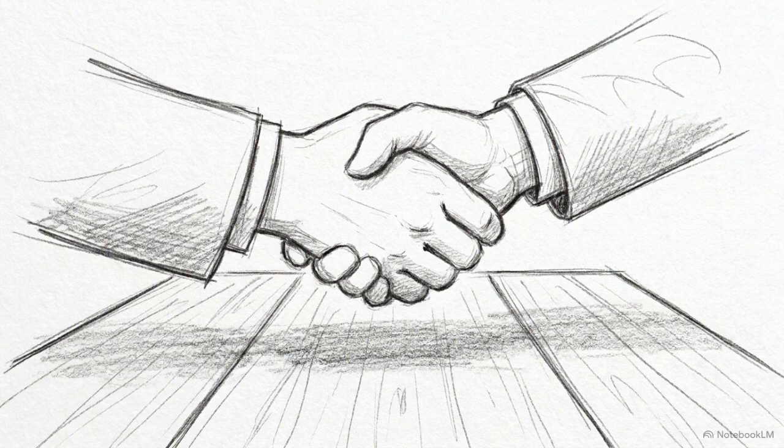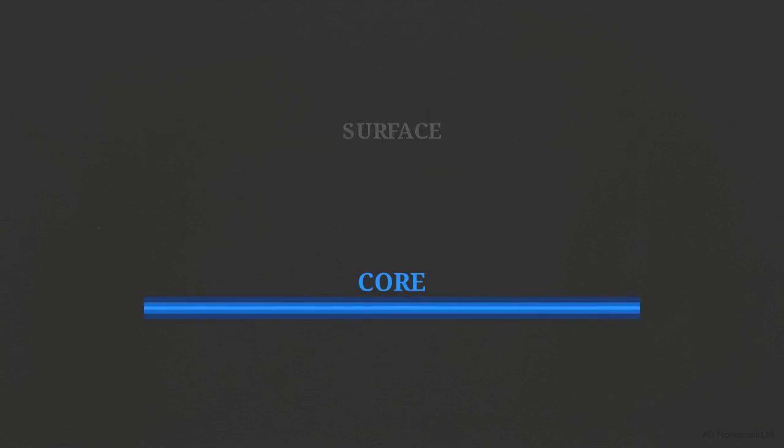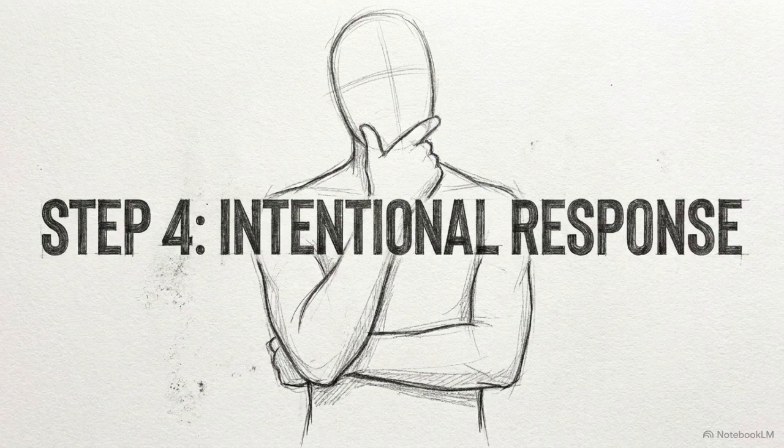Interpersonal respect is built on this demonstrated stability. It is not about having a rehearsed script. It is about showing that your internal state is not easily disrupted. This leads to the final step: delivering a response driven by situational awareness rather than emotional defense.